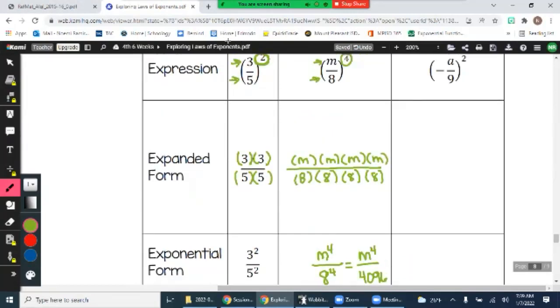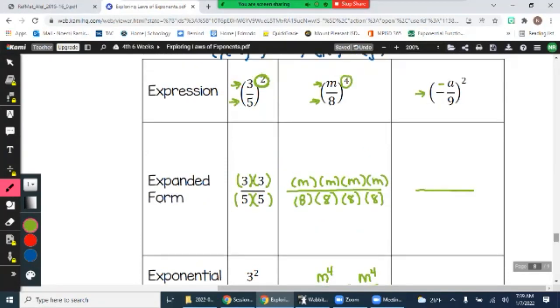Next, we have a negative. That's something special that we haven't seen. But anytime you have a negative, just try to apply it to that top number and then you'll be good. So they're asking us to make 2 groups of it. So I'm going to type in my negative a times negative a, okay? And then 9 and my 9 right here.